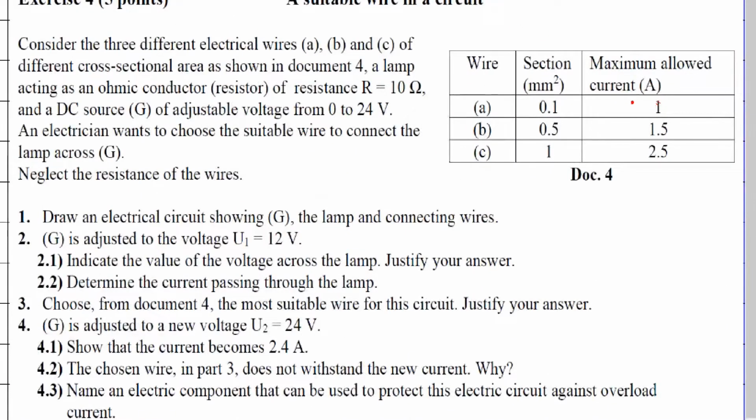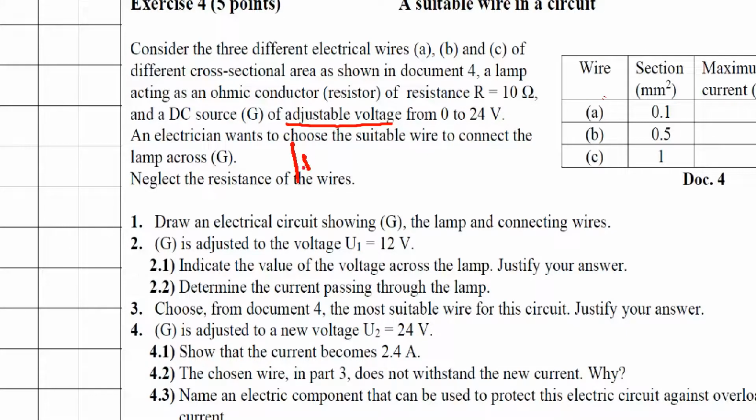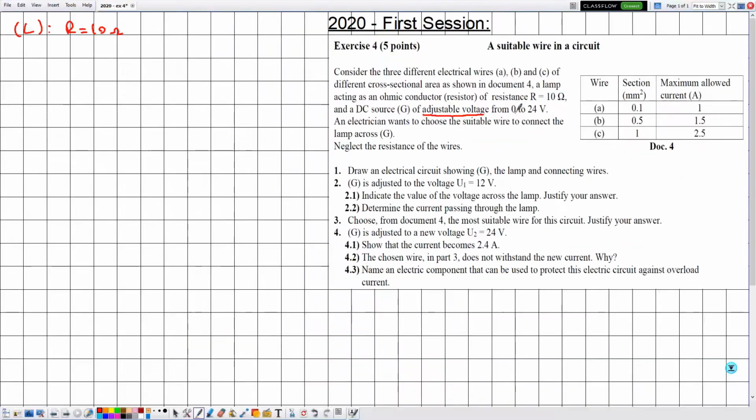And a DC source, G, of adjustable value. This is important because whenever the source is of adjustable value, its symbol is given by that, from 0 to 24 volts. An electrician wants to choose the suitable wire to connect the lamp across the G, neglecting the resistance of the wire. Now, number 1.